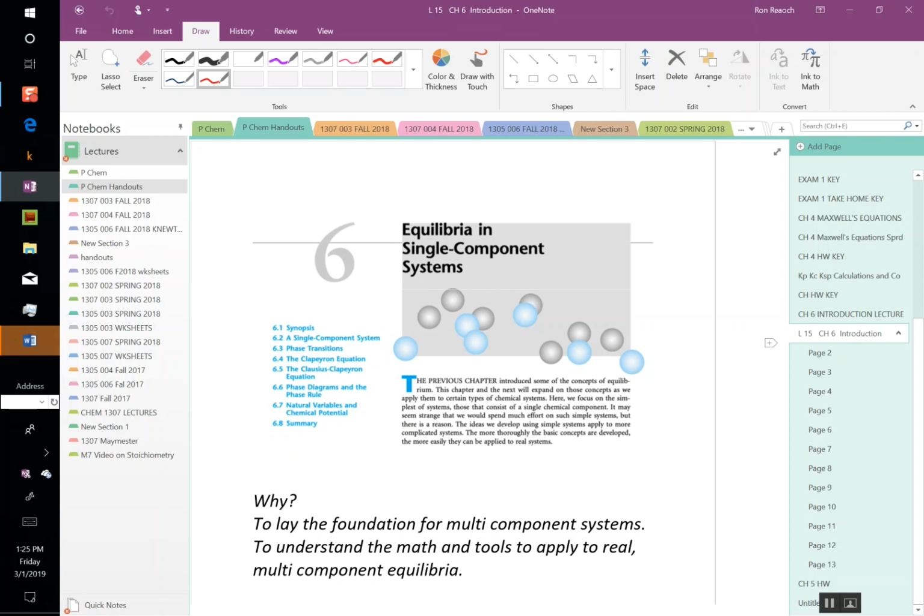So water is a single component system. If we're talking about ice and water in equilibrium with one another, if we're talking about dry ice in equilibrium with the vapor above it, we've got basically a single component system. And so we can get our hands around that and start figuring out how to deal with it. We want to understand the math and the tools to apply to real multi-component equilibria. So we're not going to really get into a chemical system until we get to Chapter 7, but this is what we're doing in Chapter 6.